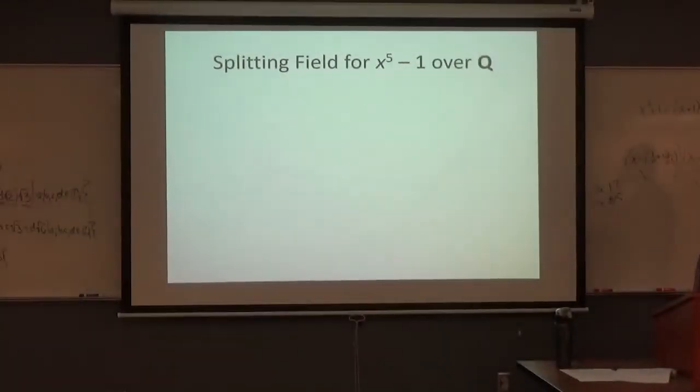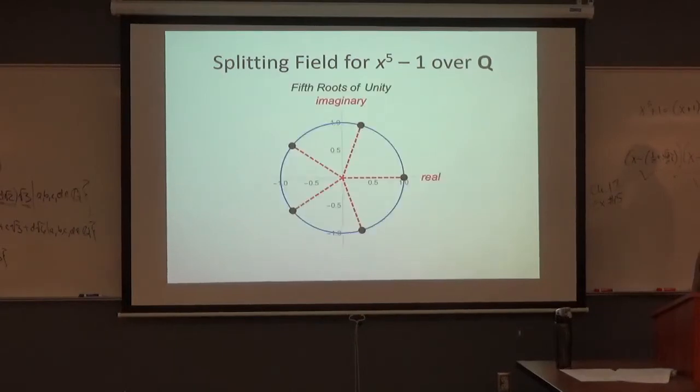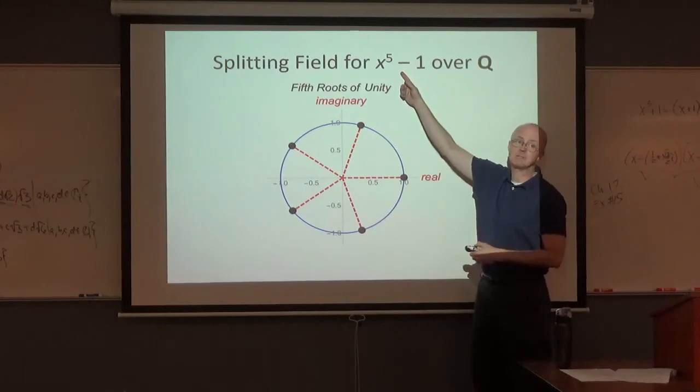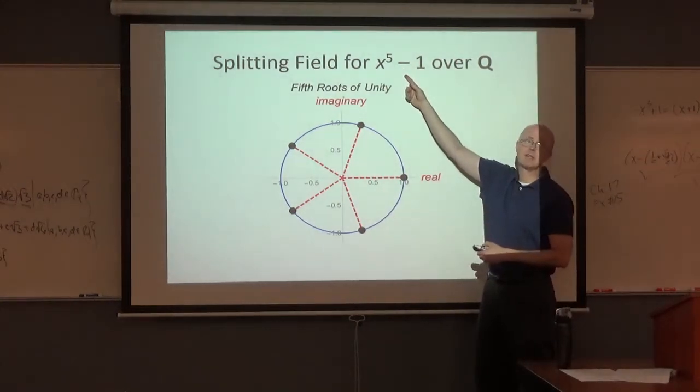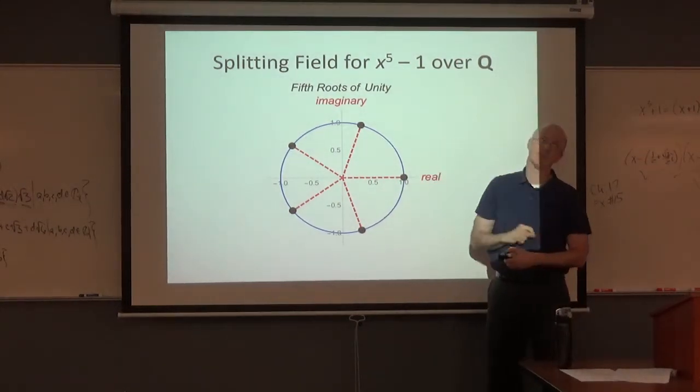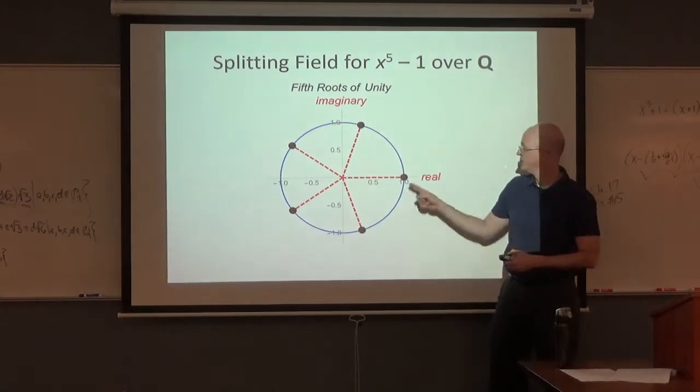Splitting field for x to the fifth minus 1 over Q. Here are the fifth roots of unity this time. Notice the minus 1 here instead of a plus 1. So these are not fifth roots of -1. They are fifth roots of +1, one of which is +1 itself.